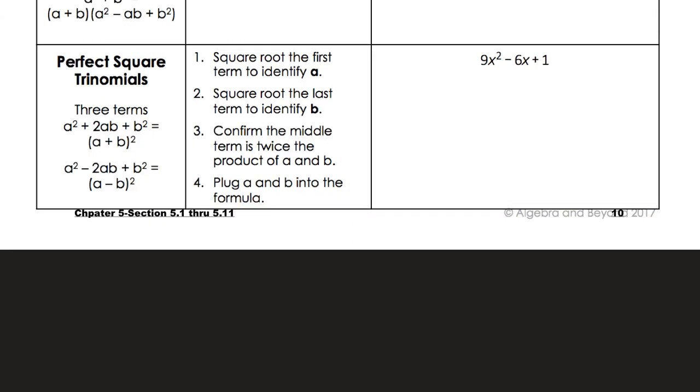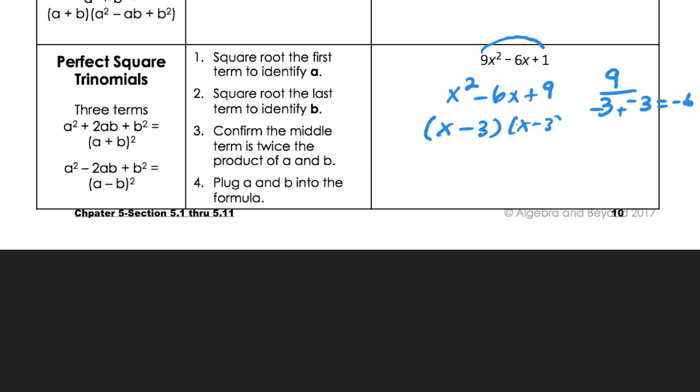A perfect square trinomial, I'm going to do it using the slip and divide. So 9 times 1 is 9. So you have x squared minus 6x plus 9. You want to find the factors of 9 that will give you negative 6. So it's going to be negative 3 and negative 3. You add negative 3 plus negative 3 gives you negative 6. So the factors are x minus 3 times x minus 3.